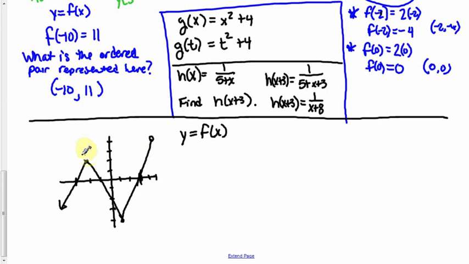I'm going to write the ordered pairs on here because I'm not on graph paper and it's pretty sloppy. So this ordered pair here is negative 2, 2. This crosses the x-axis at negative 3, 0. So I'm just going to put that ordered pair right there for you. This one is at negative 1, 0. This one is at 1, negative 4. This crosses the x-axis at 3, 0. That's really sloppy. And then this one has an open circle at 5, 4.